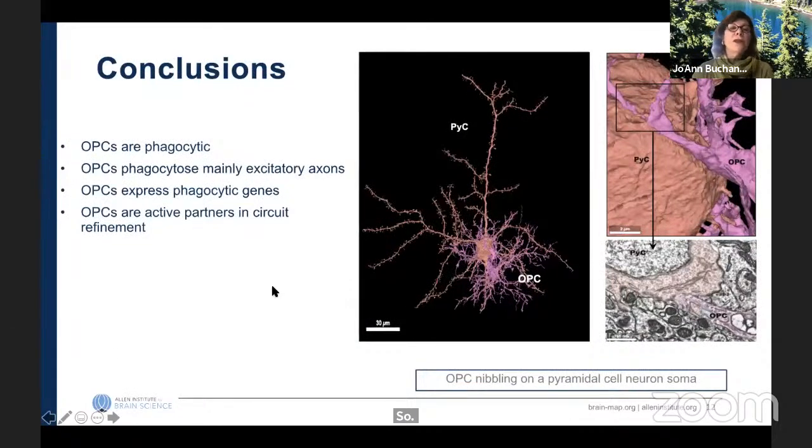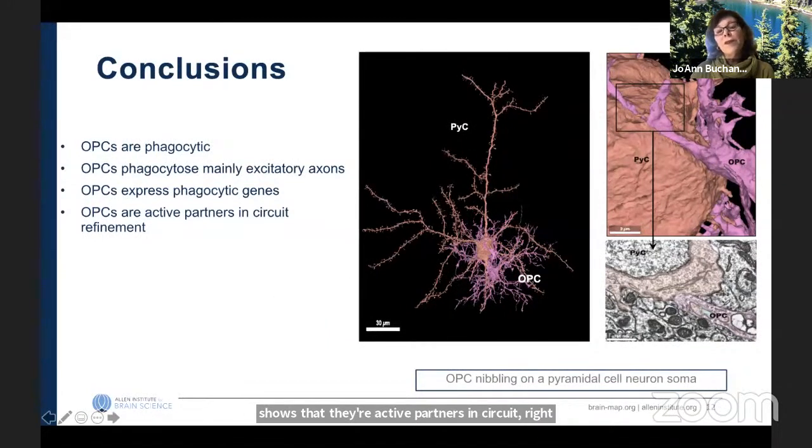I would just like to conclude with our findings that OPCs are phagocytic. Now, this is a brand new finding, very exciting. It's never been known. It's known that microglia and astrocytes can both phagocytose, but this is a new role for OPCs. And it looks like they're phagocytosing mainly excitatory axons, at least in the cortex, the area we studied. They also express phagocytic genes. And so this shows that they're active partners in circuit refinement.